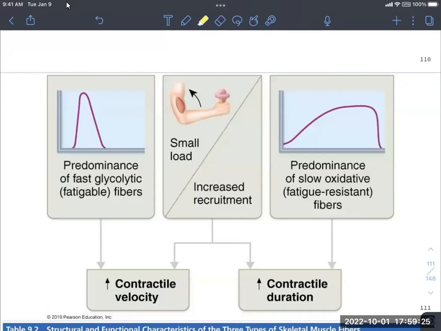Your slow oxidative fibers, they are also known as fatigue resistant fibers. They will help you do something for long periods of time, like sitting in a chair for long periods of time. Those are your slow oxidative fibers. Running a marathon, those are slow oxidative fibers.